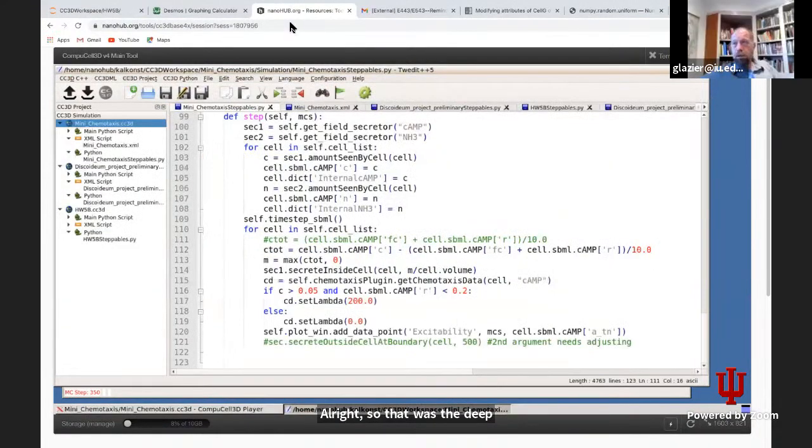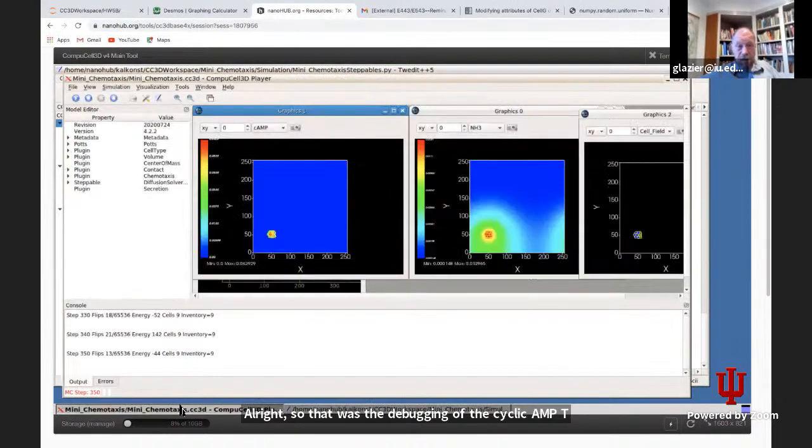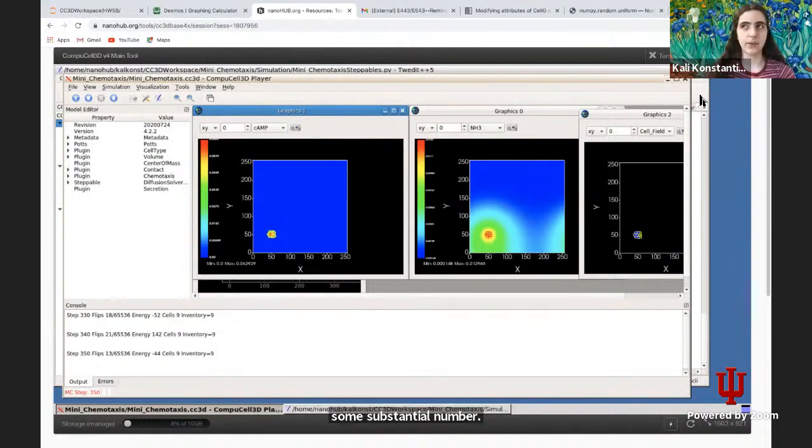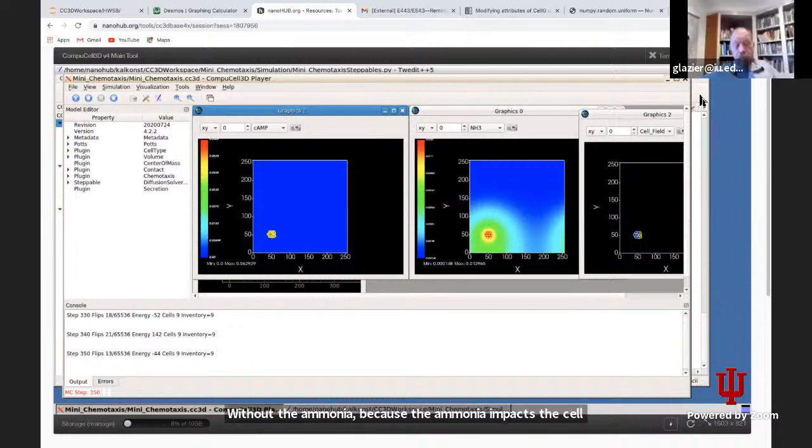So I have a question. When you ran the cyclic AMP model by itself, you're seeing oscillations, but the oscillations are very small. And I thought in the freestanding model, the oscillations are very big. It goes from nearly zero to some substantial number. Yeah, that's a good point. I'd have to run this again without the ammonia, because the ammonia impacts the cell excitability term, to figure that out.